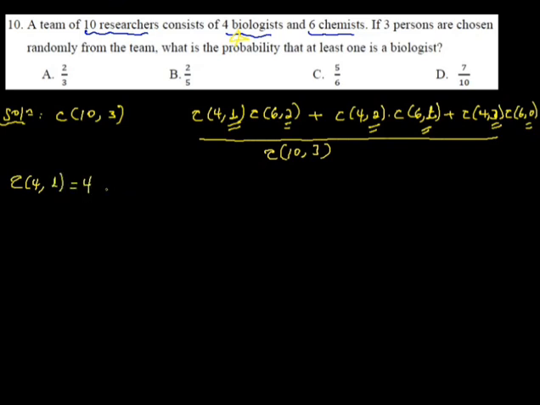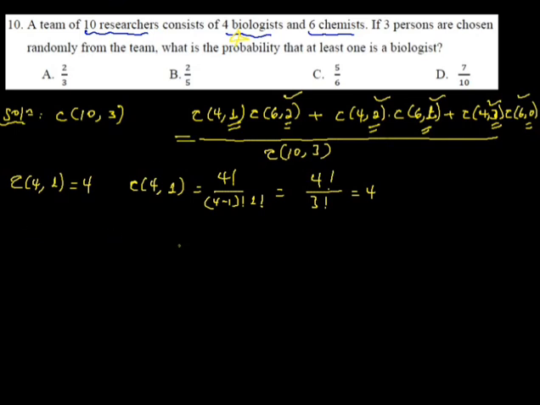You can verify this, because combination of 4, 1 means 4 factorial over 4 minus 1 factorial times 1 factorial, which is 4 factorial over 3 factorial. The result is 4. So you can also do the combinations for the rest. Now I will substitute these values here.